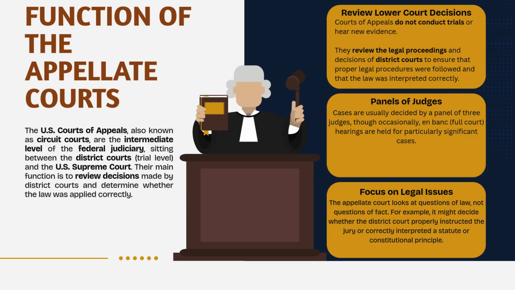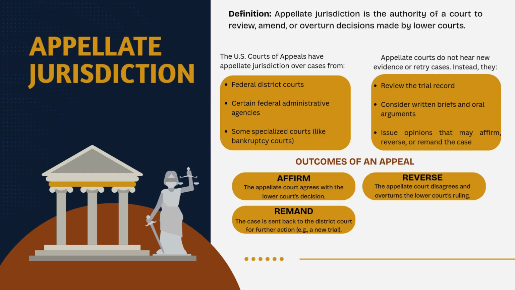The appellate court looks at questions of law, not questions of fact. So, for example, it might decide whether the district court properly instructed the jury or correctly interpreted a statute or constitutional principle. Appellate jurisdiction is the authority of a court to review, amend, or overturn decisions made by lower courts.